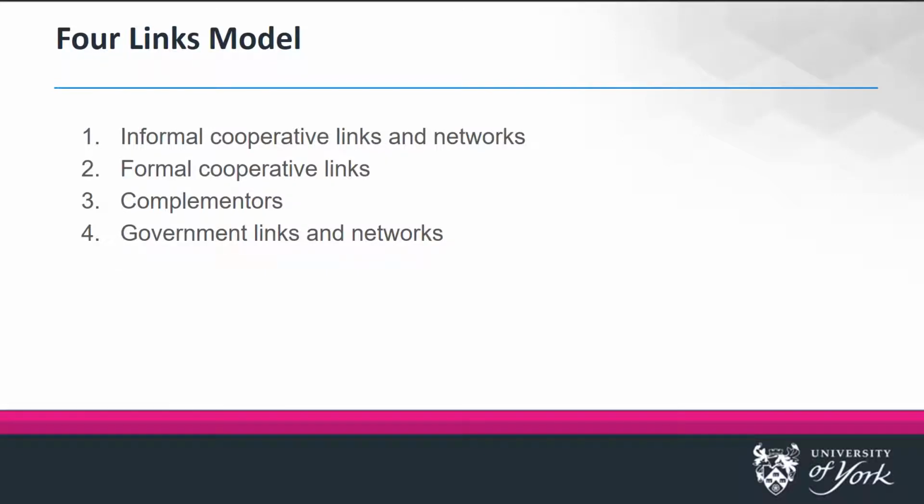The final model I want to look at today is the four links model. Here we're looking at people linking together in four different ways: informal cooperative links and networks, formal cooperative links, complementers, and government links and networks. The first of these refers to occasions when organisations link together for a mutual or common purpose, without a legally binding contractual relationship.